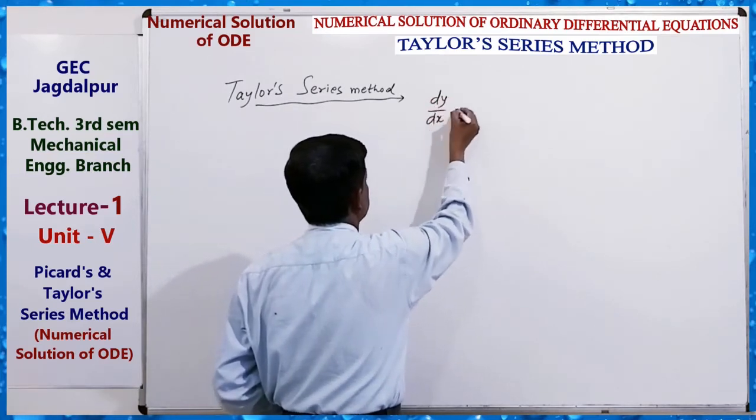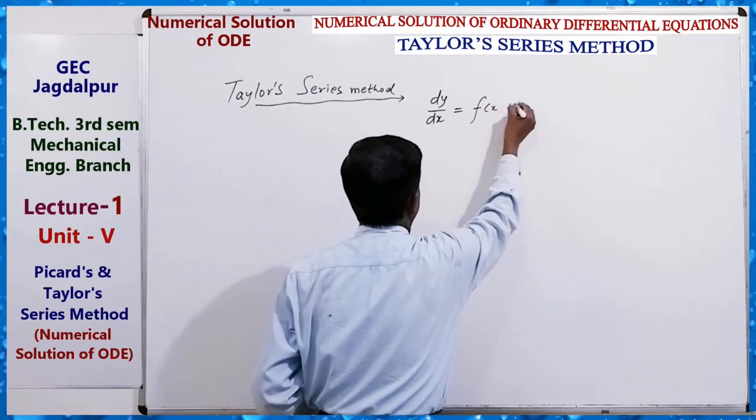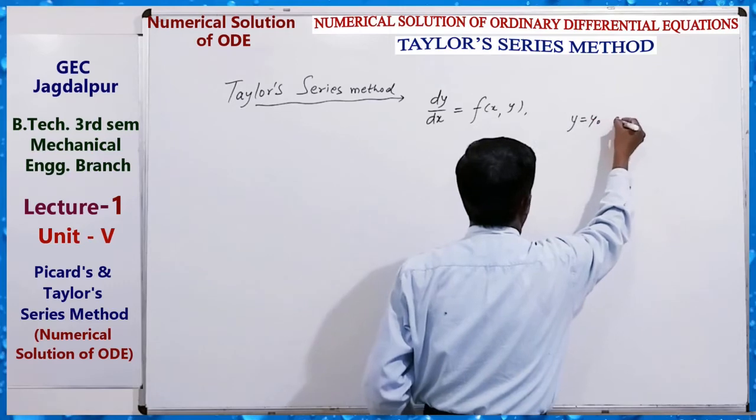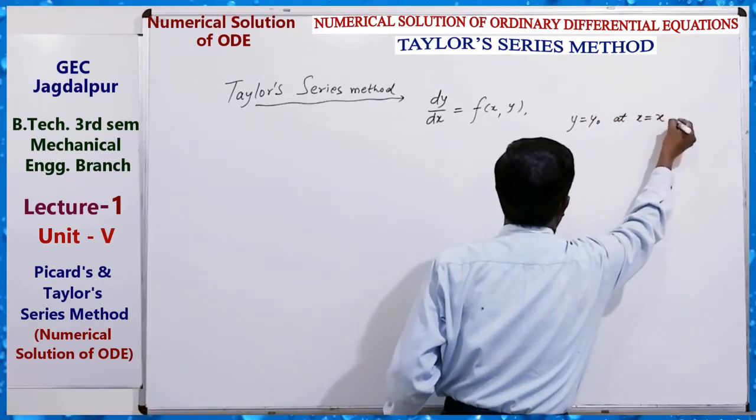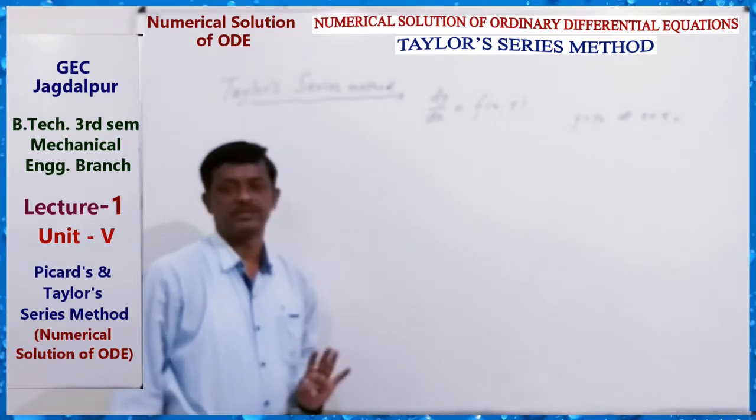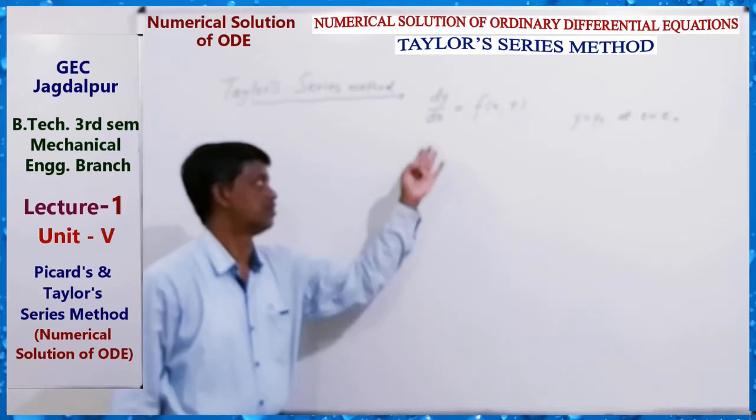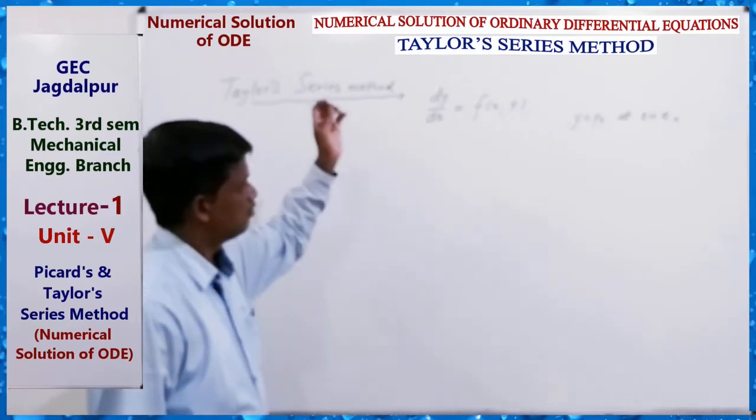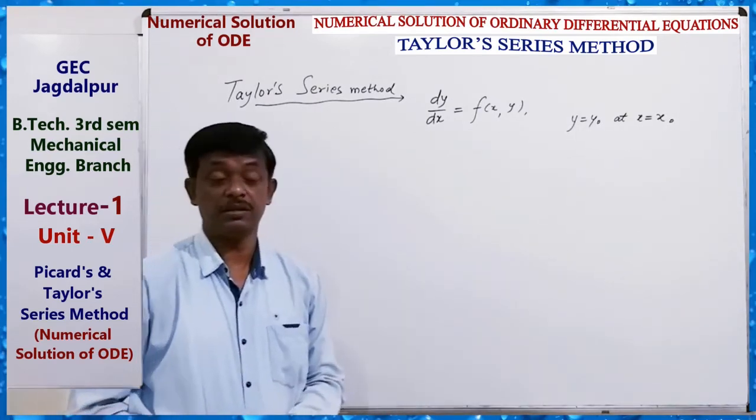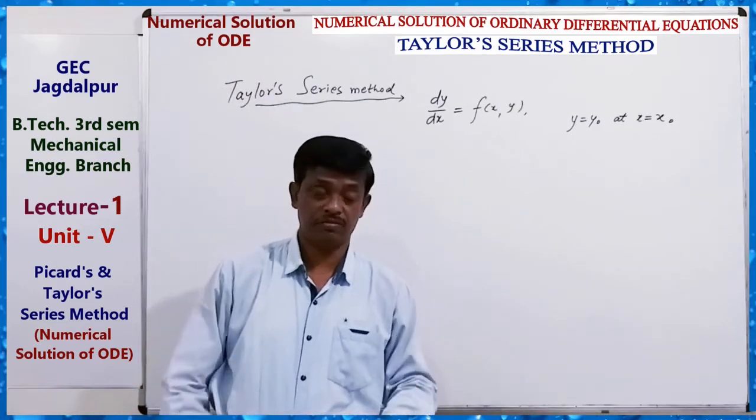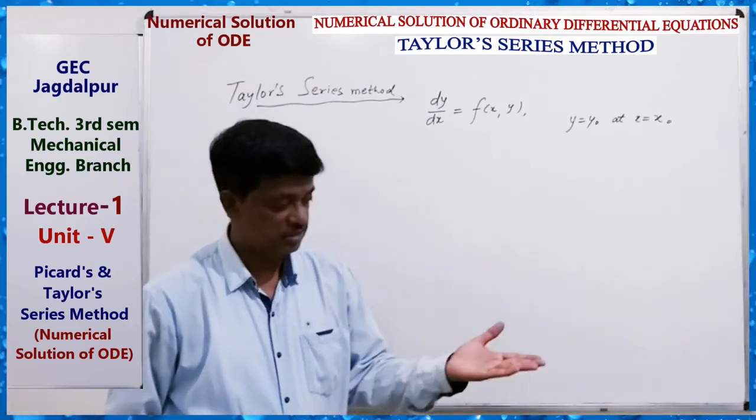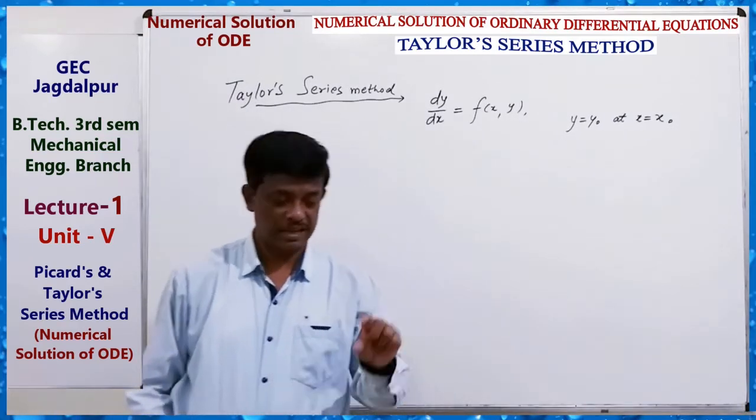dy/dx = xy, with y = y0 at x = x0. This is an initial value problem. The first order derivative is involved in this first order differential equation. We will find a numerical solution by using the Taylor series method. In the previous method, Picard's method, we have seen that the value of y is a function of x in series form.